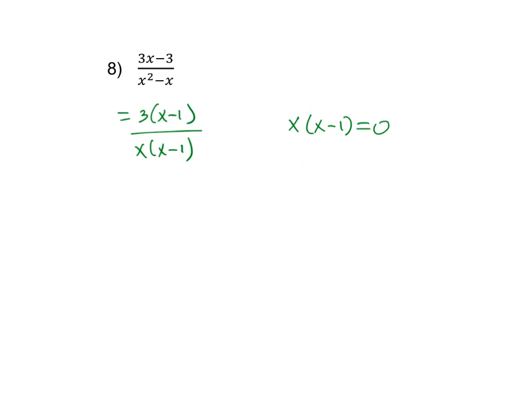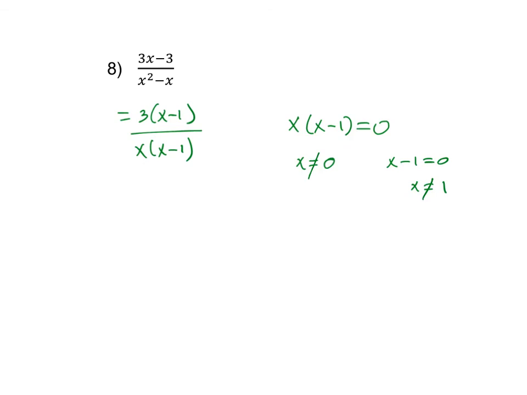So as you can see, I have two factors with variables, different from the previous exercise where that common factor down here was a number. So now I have to keep it. So x equals 0, x minus 1 equals 0, so x equals 1. Those are my two restrictions, right? Because I'm not asking you to write the domain. We can just keep it like that, right?